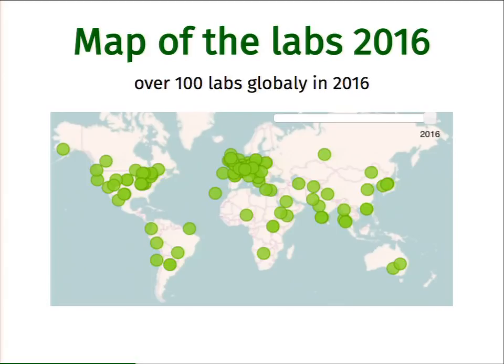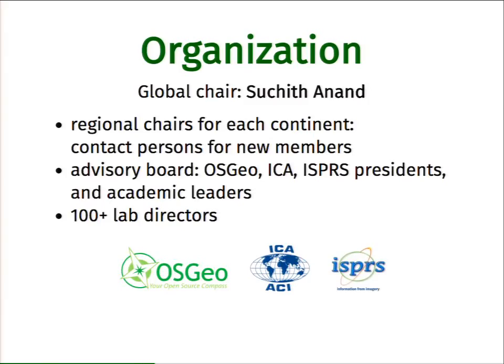So how is it organized? As I said, we were really catching up with the organization. We are still not very formal. It's still quite informal, but we have a global chair, that is Suchit Anand, who I consider a founder of the entire movement. Then, because of the rapid growth, we had to set up regional chairs for each continent, and these regional chairs are contact persons for new members.